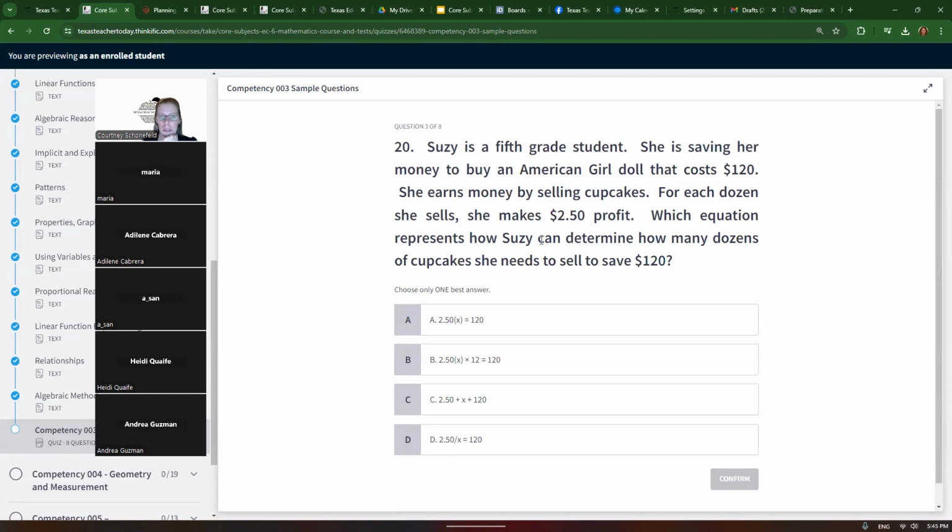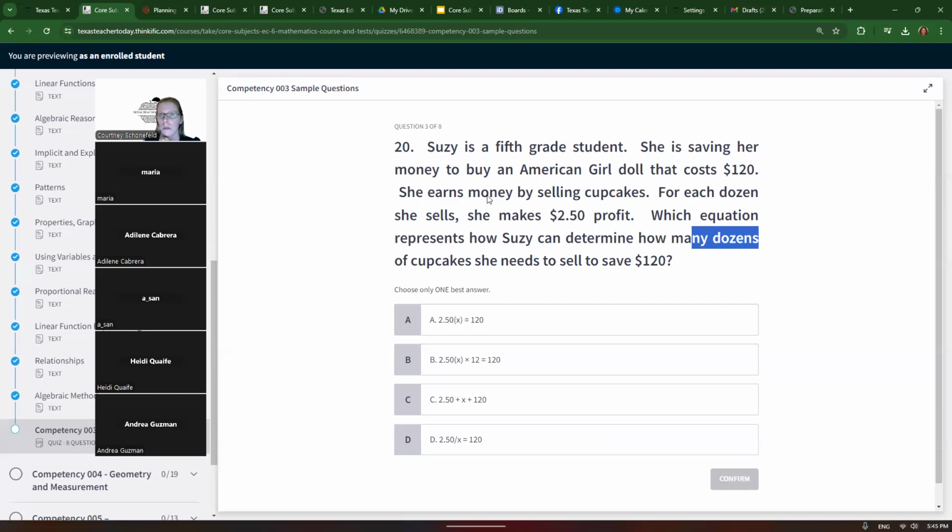So how would you set up this equation? This one's tricky. Good, right? They're trying to throw you off by saying dozens, but it's asking dozens of cupcakes, not how many cupcakes. Then you would pick B, but she makes $2.50 per dozen, right? So 250 times how many dozens would equal $120 that she needs to make.